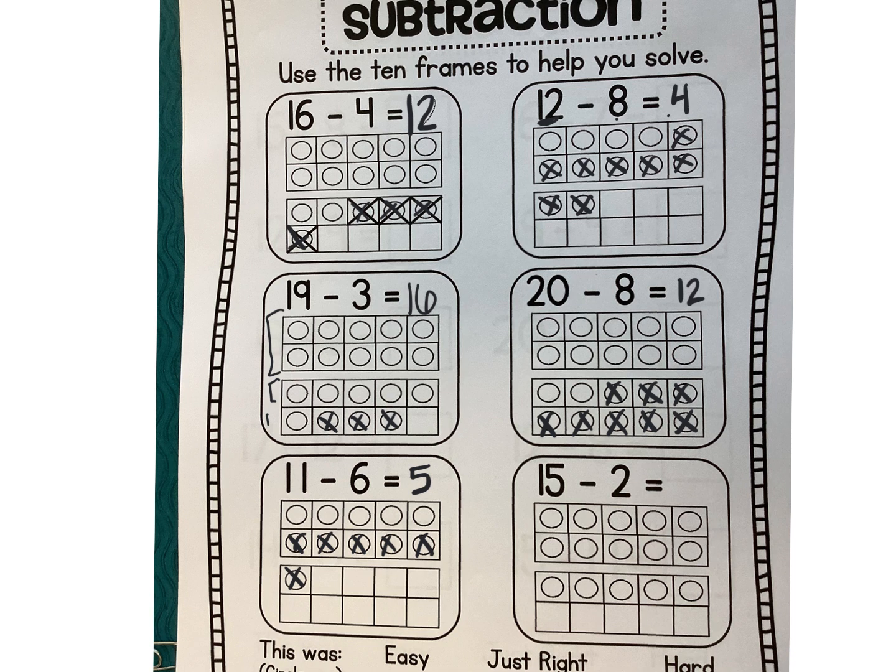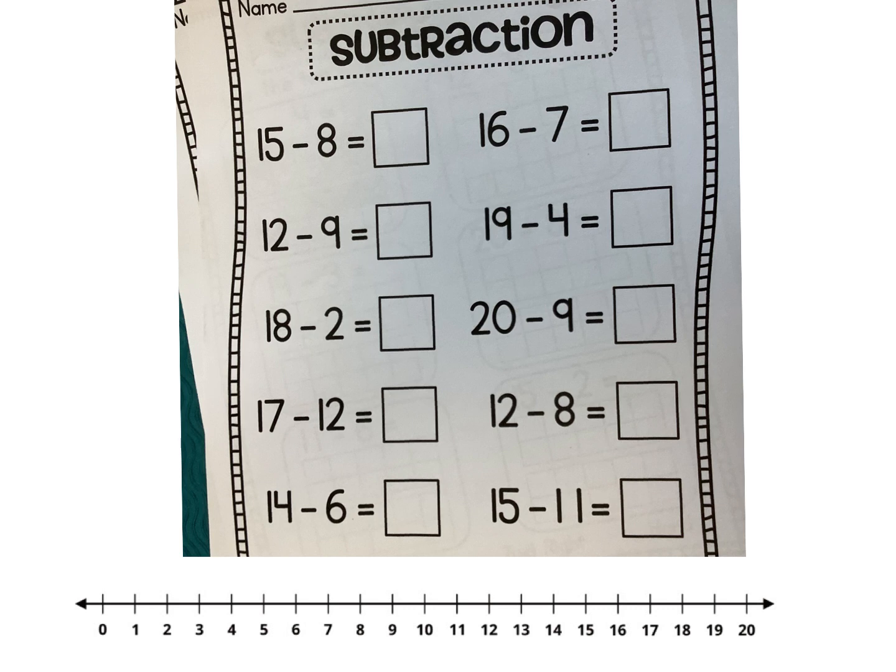Next we have 15 minus 2. So our whole is 15 because that's our biggest number. And then we cross off 2. And when I do that, it leaves me with, I still have one full 10 frame and 3 left. So that's 13. Okay, so good job on the first side. Turn it over on the back.